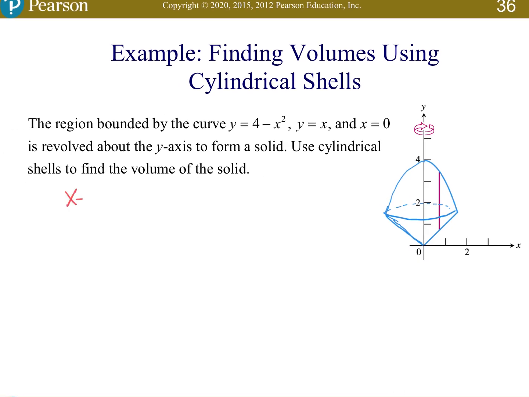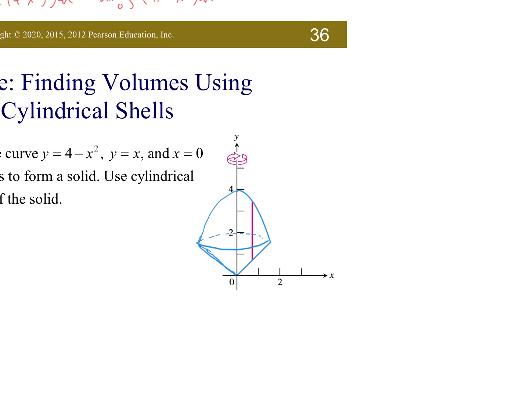All right, so we are going to commit to x terms, which means we need to figure out our bounds. Our bounds are 0 to something. So then we're going to need to do a little algebra to figure out what our bounds are, because we want to figure out when does 4 minus x squared intersect with x.